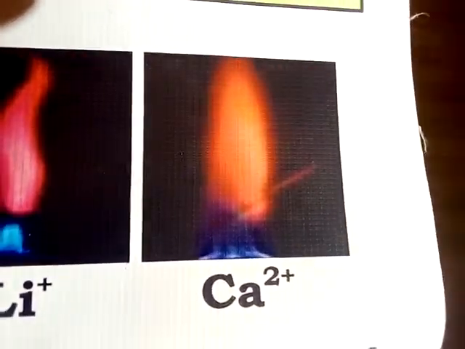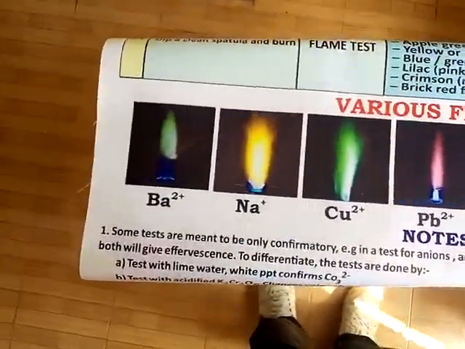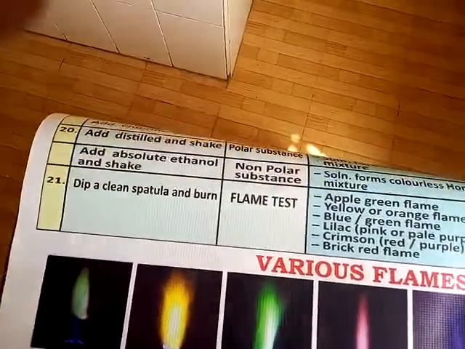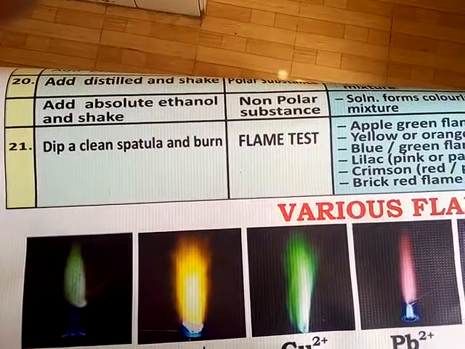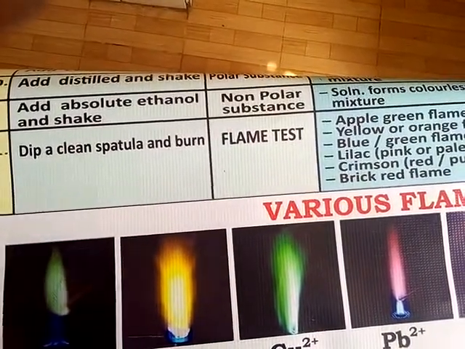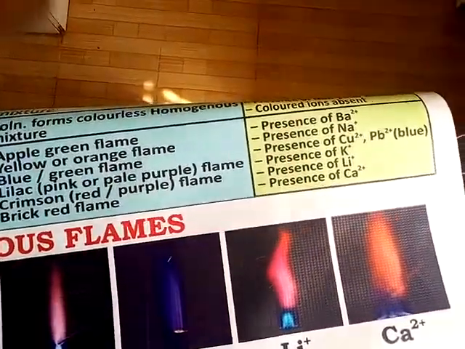calcium ions present. So those are the types you should know, and this is what we call the flame test. So you will be asked, for example, to dip a clean spatula in the solution, for example, the third portion solution, and then test for the cations present. And then the flame test like that.